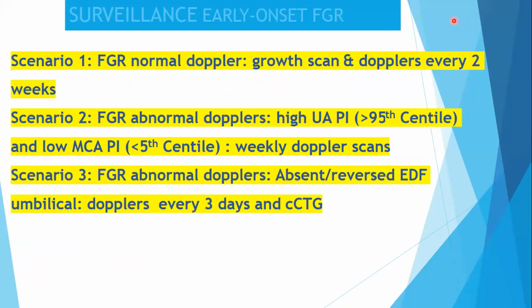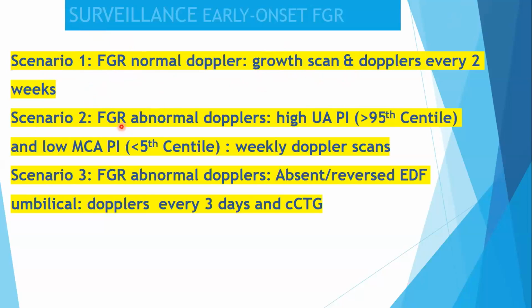Okay, and then in terms of the scenarios that we may meet for babies who have fetal growth restriction at less than 32 weeks of gestational age, we have 3 scenarios which we often come across. Scenario 1 is that we've confirmed that the baby has fetal growth restriction, but at that point in time, the Dopplers are normal. So the surveillance will consist of growth scans and Dopplers, which should be done every 2 weeks.